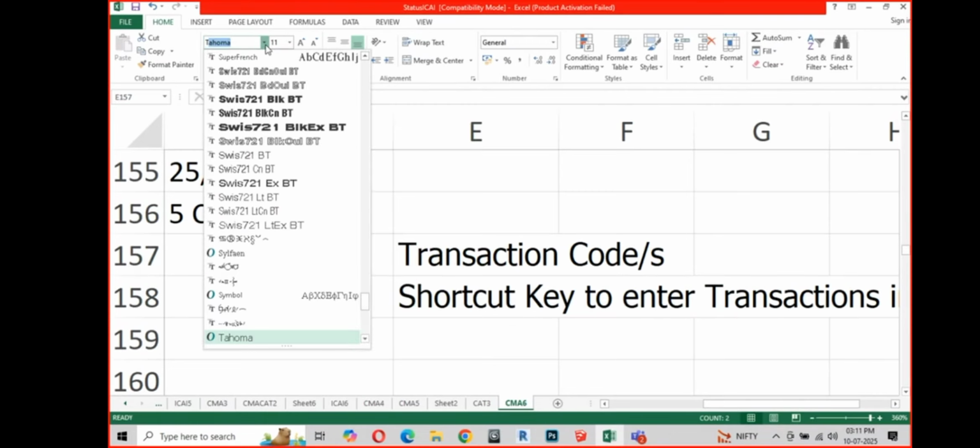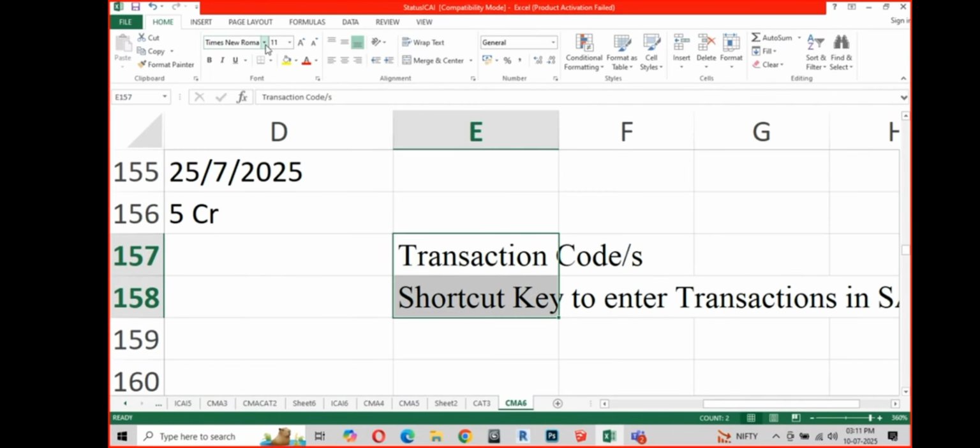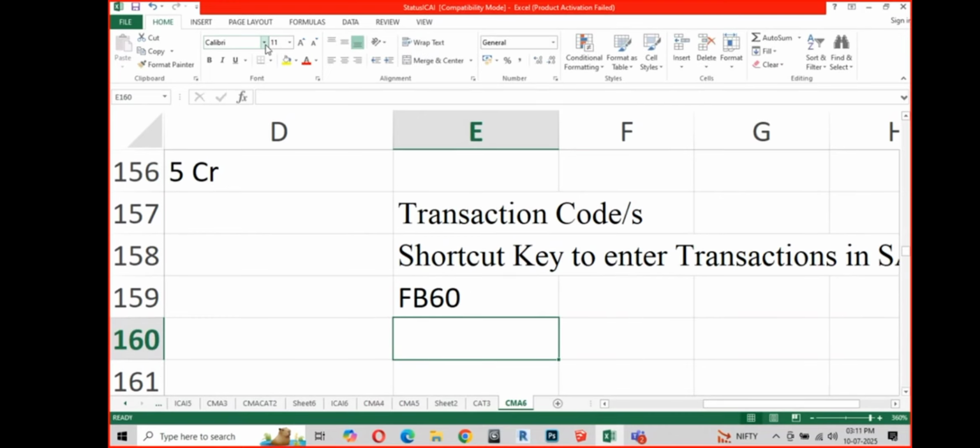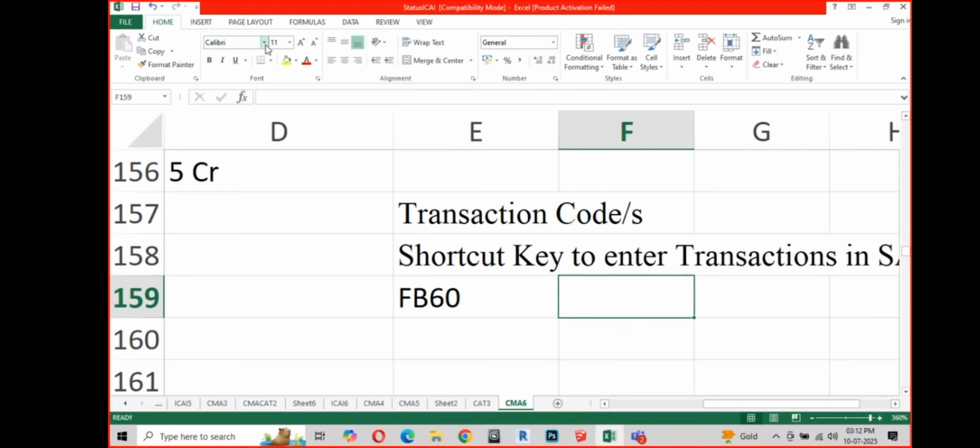So I think in one of your questions, I saw some transaction code, FB60 or something, vendor invoice. So what is FB60? This is your shortcut key for you to enter the vendor invoice. Clear? Now, if you want to do it traditionally, in the SAP screen you have a space for you to enter your transaction code, or you can navigate through the SAP screen to reach this place.